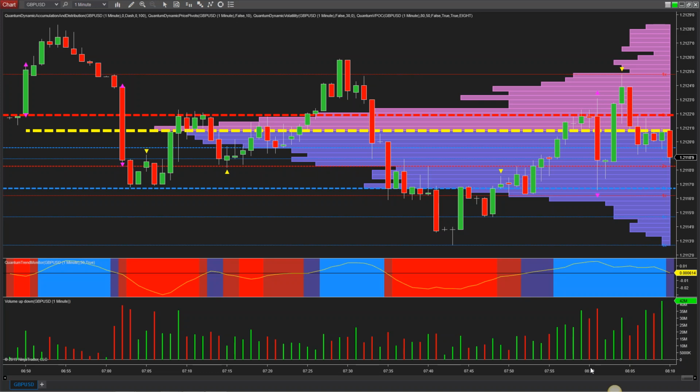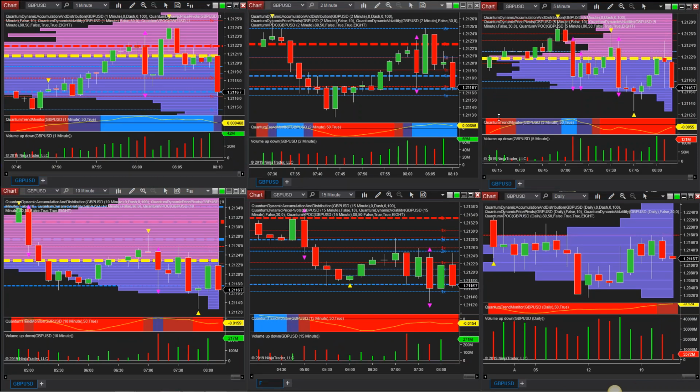This is London getting underway. So we've now got 9 or 10 minutes of London time. We're trading around the volume point of control on the 1 minute. We've got pretty strong resistance overhead on the accumulation distribution. We've got another support platform which might come into play here. But generally speaking, the pound is looking pretty weak, as it has been for some considerable period.